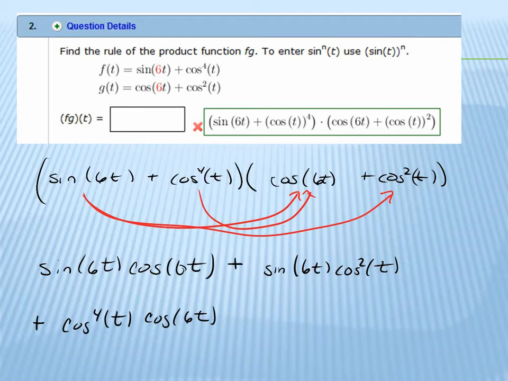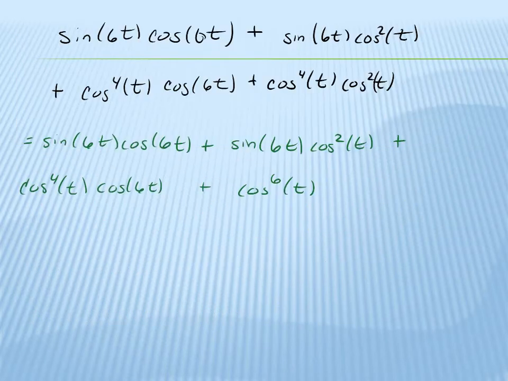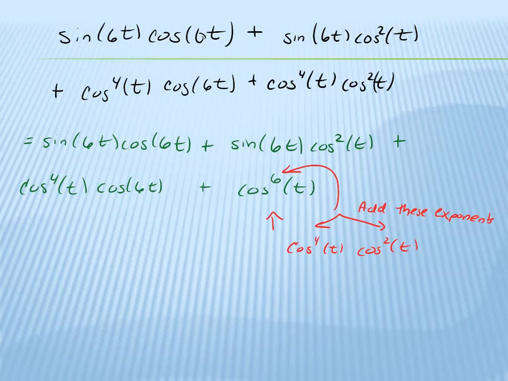Then you take the inner. Cosine to the 4th times cosine t. You can't put those together either because the insides are not the same. So this number is completely different than this number, so you can't combine them in any way. And then last, cosine to the 4th times cosine squared. And that you can put together. Cosine to the 4th times cosine squared is cosine to the 6th. All I'm doing here is adding those two exponents.